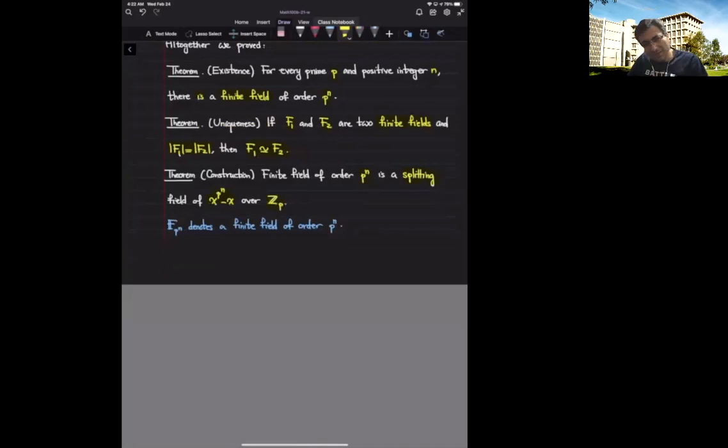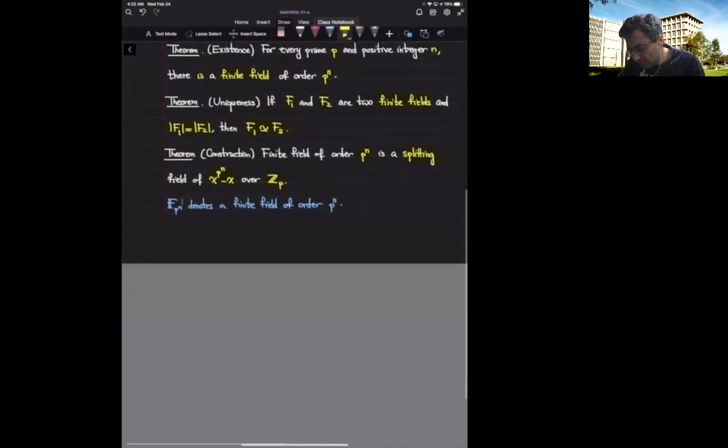Now that it is unique, I can actually denote it by something. At least up to isomorphism, it is unique. And we denote such a field by this blackboard bold F, sub p to the n. So this is the notation we are going to use for a finite field of order p to the n. We will continue studying finite fields further in the next lecture.